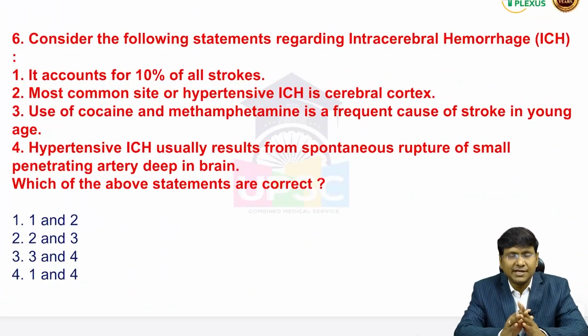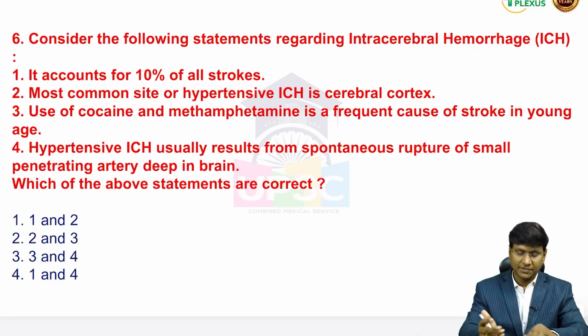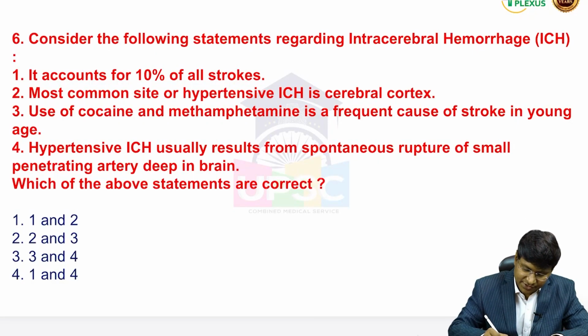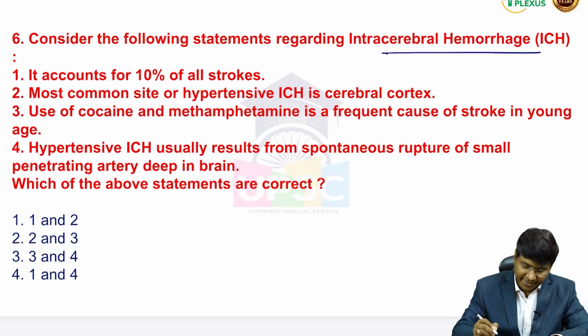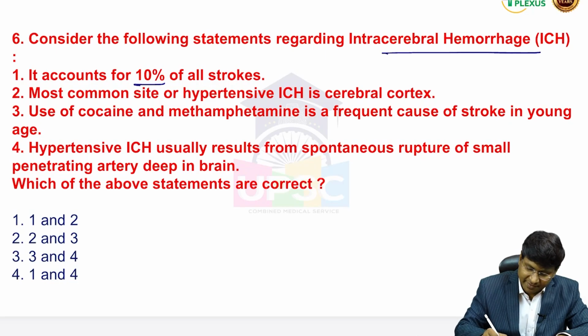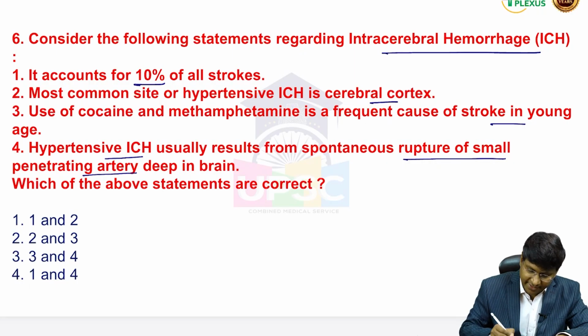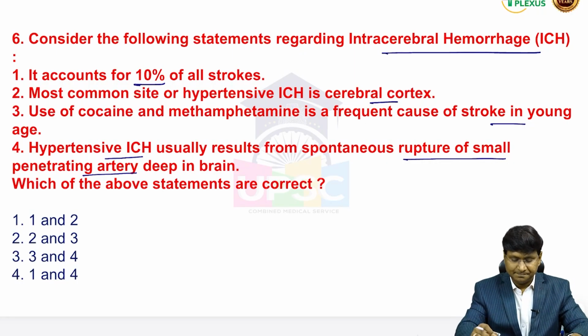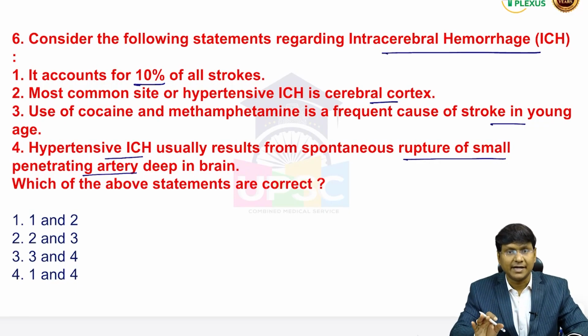The next question is on the topic of stroke. Consider the following statements regarding intracerebral hemorrhage. One, it accounts for 10% of all strokes. Two, most common site of hypertensive intracerebral hemorrhage is the cerebral cortex. Three, use of cocaine and methamphetamine is a frequent cause of stroke in young age. Four, hypertensive intracerebral hemorrhage usually results from spontaneous rupture of small penetrating artery deep in the brain. Which of the statements are correct?